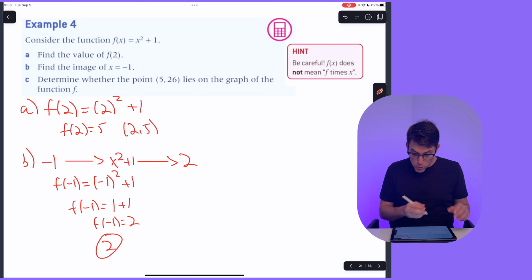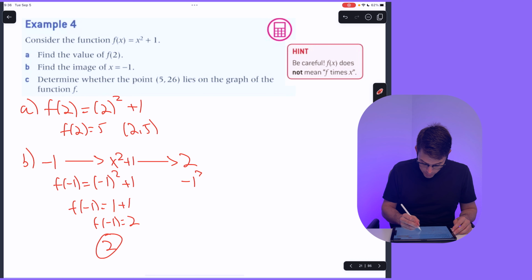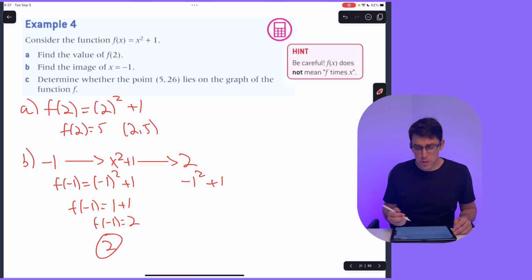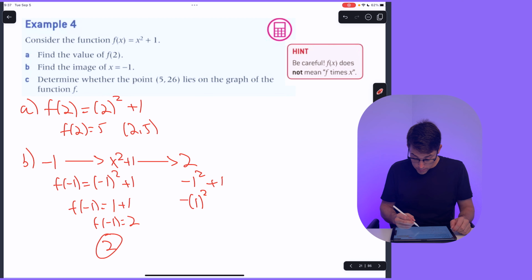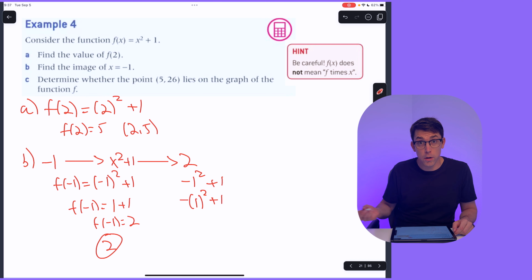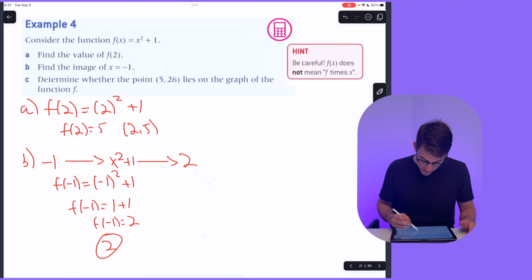Now, if you did not put these parentheses, you would have -1 squared plus 1. What the calculator is going to do is it's actually going to do 1 squared, that's 1 times 1, 1. But then it has this negative on the outside, so it's going to make your answer negative and you get 0. That's the wrong answer. So make sure you're using parentheses. I cannot stress that enough.